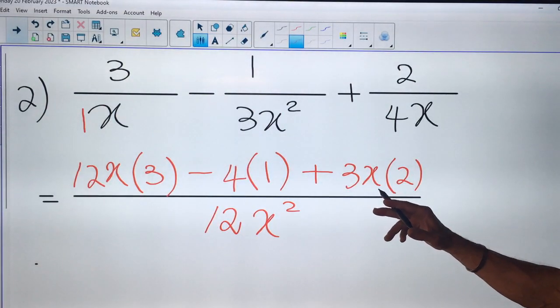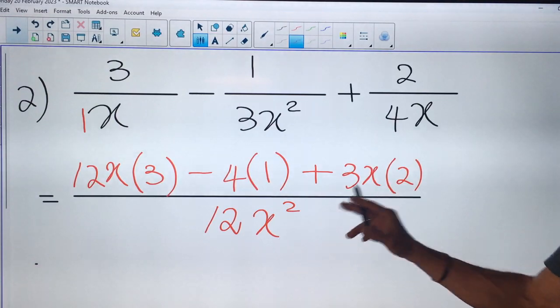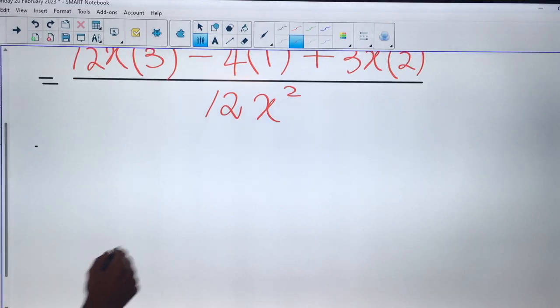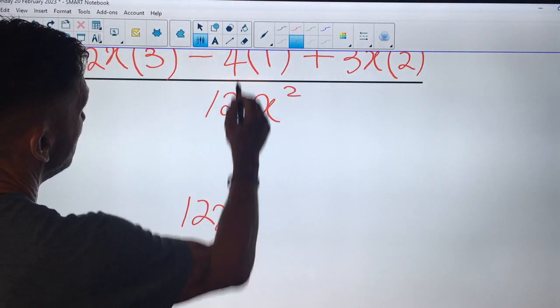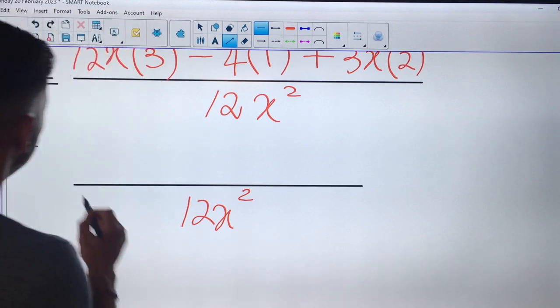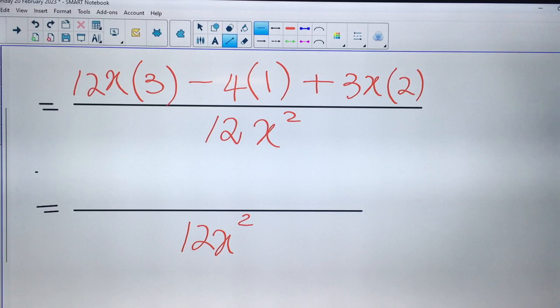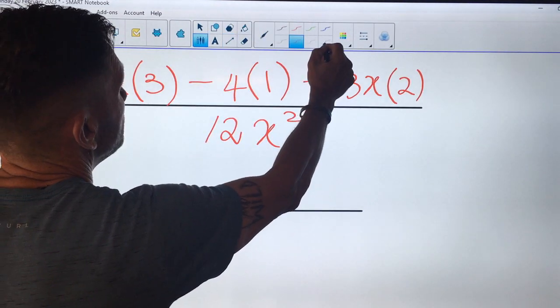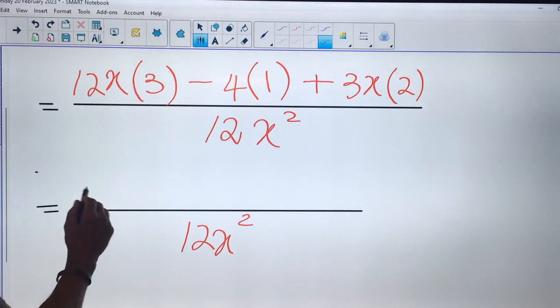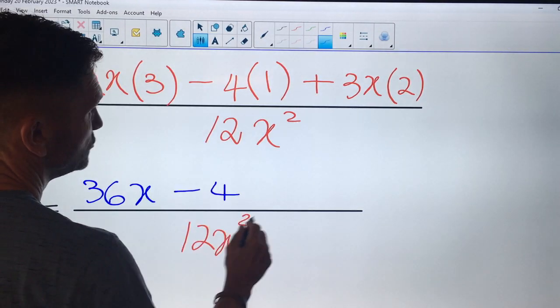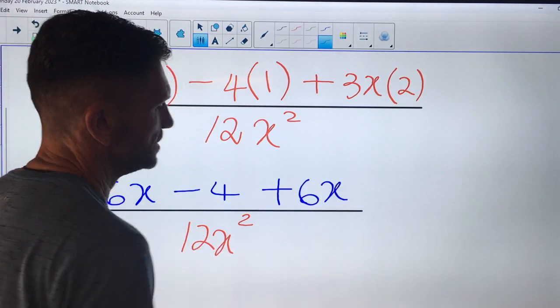Why is there an x here? Because of the 4x. We shorted x squared now. Yes. Okay, now we are done. The 12x squared stays 12x squared. We're not doing anything with that. And usually we don't do anything with it, it stays like that. 12x times 3 is 36x, minus 4 plus 6x.